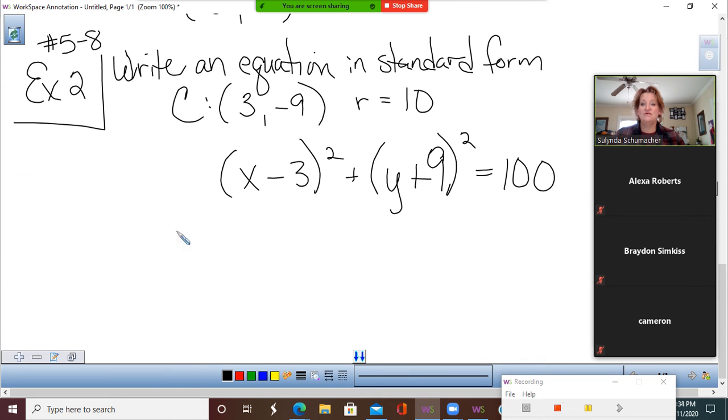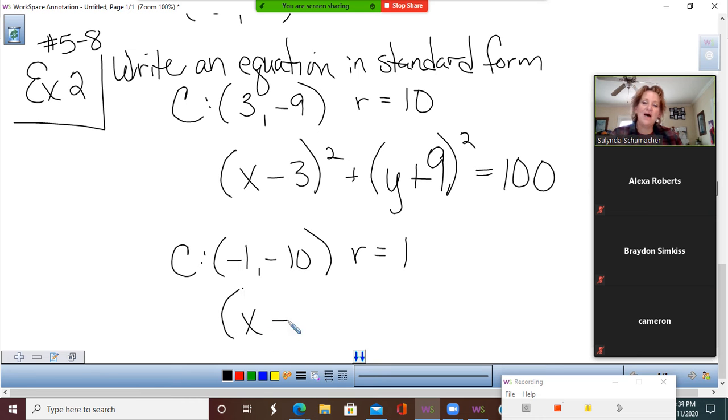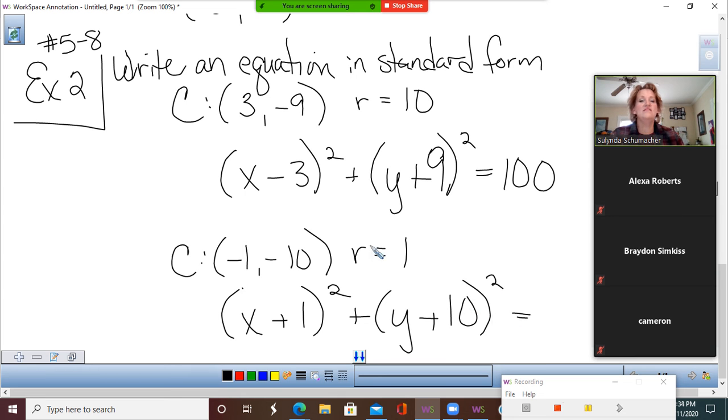Let's do another one. If I tell you your center is at (-1, -10), and you have a radius of 1. If I plug that into my standard form, I get x minus the -1, so plus 1, squared, plus y minus -10, or plus 10, squared equals r squared, or 1 squared, which is 1. That's it. All right.